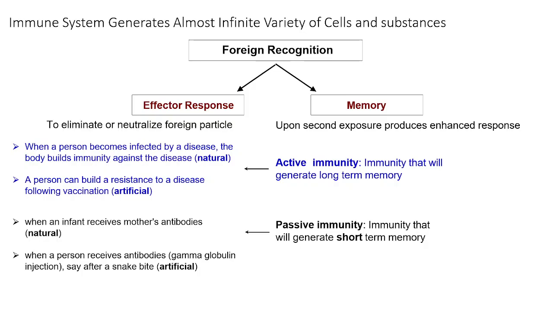That's an artificial immunity. Now, when an infant receives the mother's antibodies, it's natural. When a person receives antibodies, say after a snake bite, the gamma globulin injection, it's an artificial one. And then the other sign of recognition is based on memory.